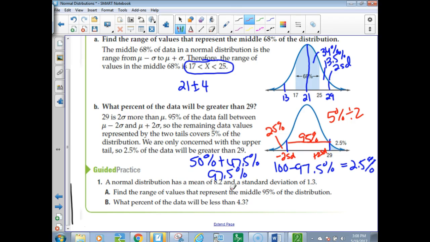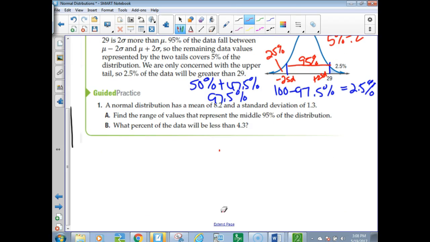A normal distribution has a mean of 8.2 and a standard deviation of 1.3. We're going to do our own. All right, so let's draw one together. I'll make a little bell curve. It doesn't have to be beautiful. Okay, I'm going to label the mean. It says normal distribution with a mean of 8.2. It has a standard deviation of 1.3.